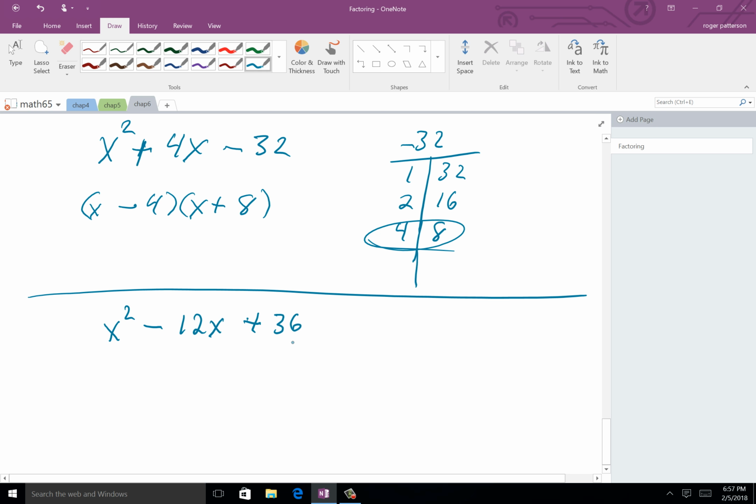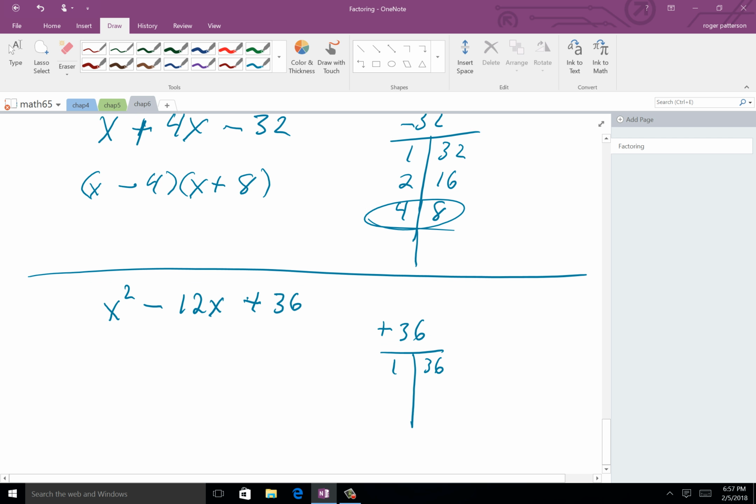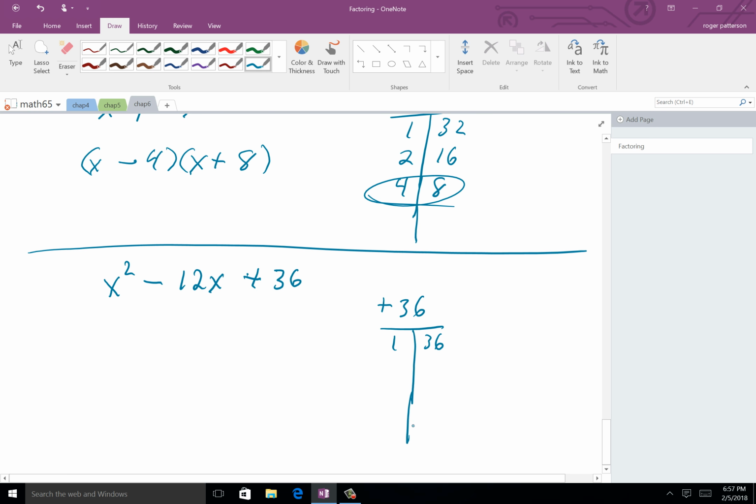There we go. This is an interesting one. Okay. 1 and 36. I always come up with the easy ones. What's some more? 2 and 18, double and half. More. 4 and 9, double and half. What's the other one? 3 and 12. And then 6 and 6. I think that's all. We got a bunch of them there.